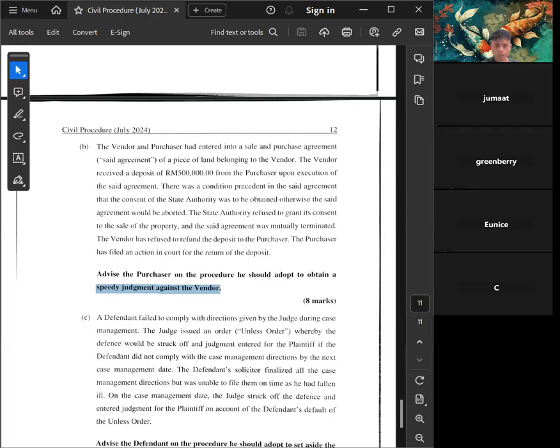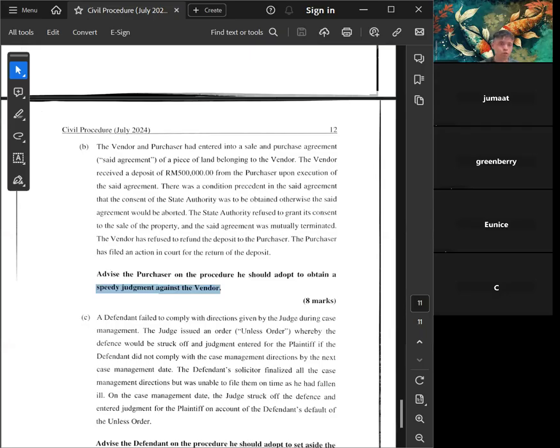I think this one, sometimes you see, because there is no defense and it's very clear cut, then you all might get confused whether you should use Order 14 or 81. But now, based on the contract, Order 81 is the correct answer.